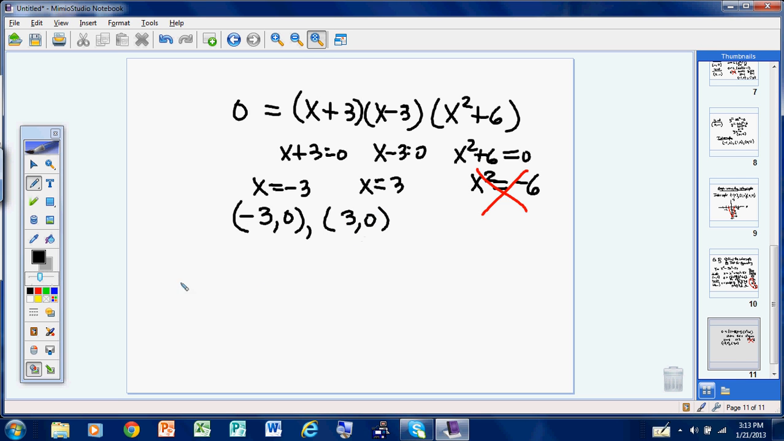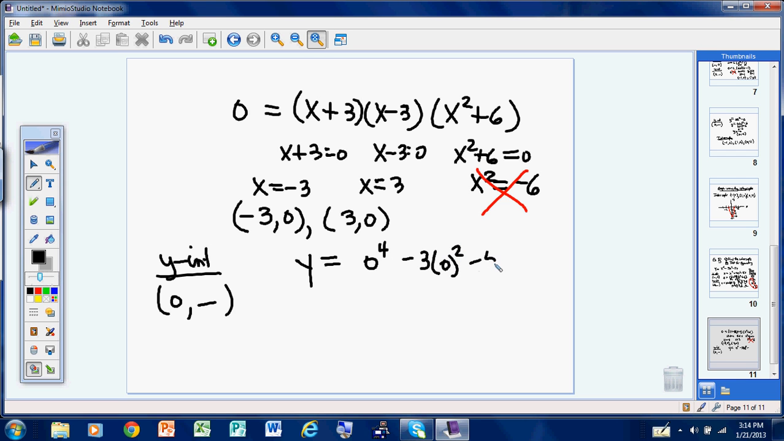Now we still need to take the same equation and find the y-intercepts that go with it. Again, by definition, that means we're looking for the y value when x is equal to 0. Alright, well, let's take a look. This time we're going to substitute 0 in for x. So y is going to be equal to 0 to the 4th minus 3 times 0 squared minus 54.